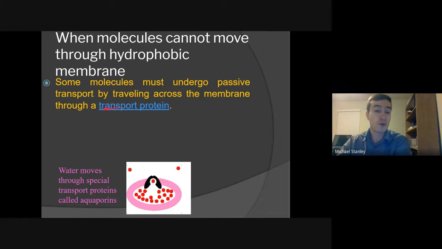A transport protein is just a special protein that's embedded in the membrane of a cell. Its entire goal is to help stuff get across the membrane, either go into a cell or leave from a cell. Almost all molecules have to travel through a transport protein to get in and out of cells.